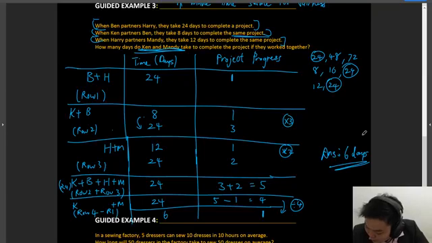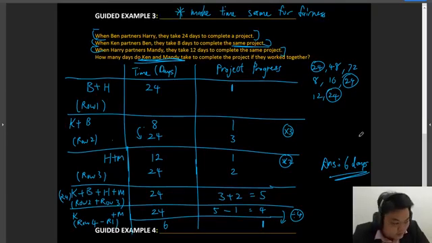Can't see the things that you write on top. Oh, okay. Let me try to zoom out a bit first.